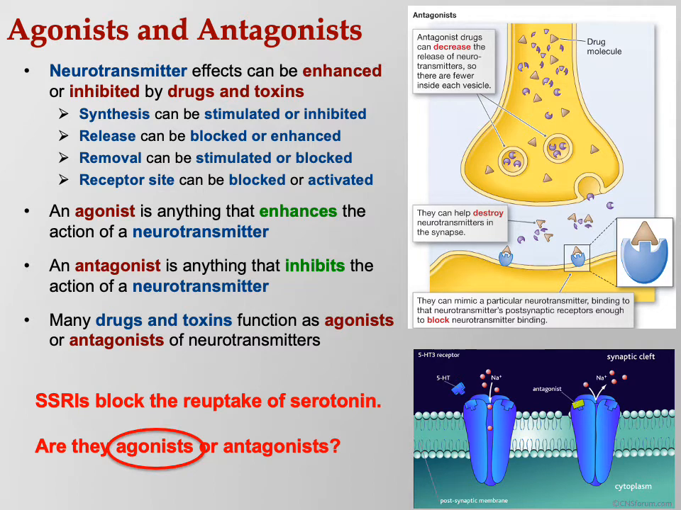Did you get that right? You have to think about it. If they block the reuptake, then what does that mean? That means that the serotonin stays in the synapse. It doesn't get removed like it's supposed to. Therefore, we have more serotonin. Therefore, we have a greater effect of serotonin. Therefore, they are agonists. Don't be fooled by words like block and inhibit. Those won't always give you the direct answer. You have to think it through. It's figure-outable.